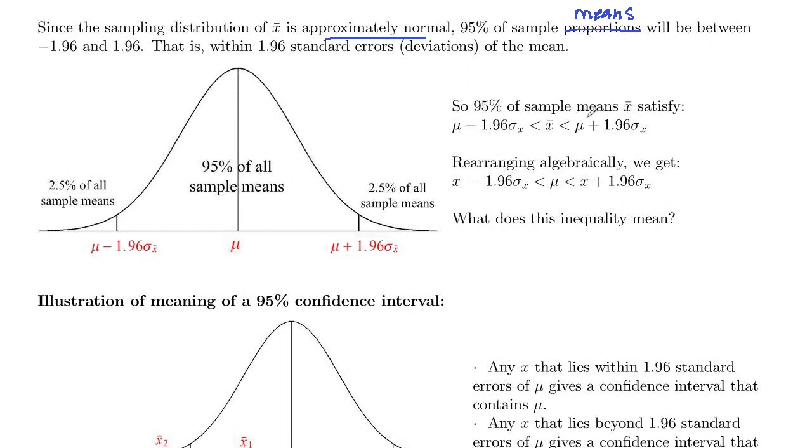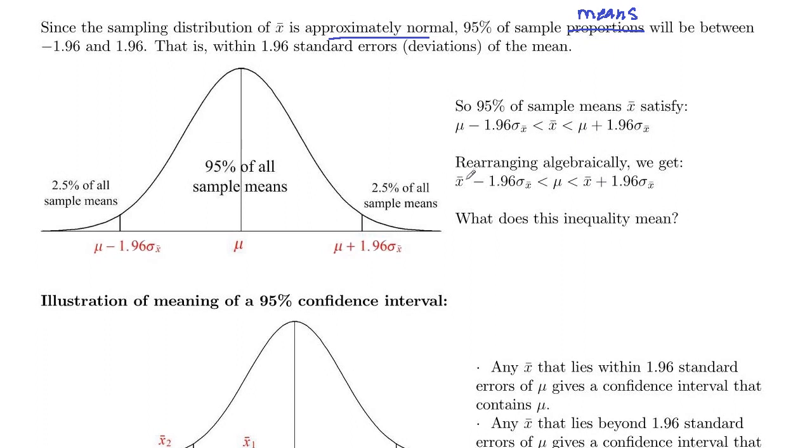If 95% of all those sample means are in the middle, that's saying that for 95% of the x bar values, the sample mean is between those two cutoffs, mean minus 1.96 standard deviations and mean plus 1.96 standard deviations for our sampling distribution. Well, you can algebraically rearrange this and get the following: x bar minus 1.96 standard deviations of the sampling distribution is less than or equal to mu, the population mean, which is less than or equal to x bar plus 1.96 standard deviations of the sampling distribution.